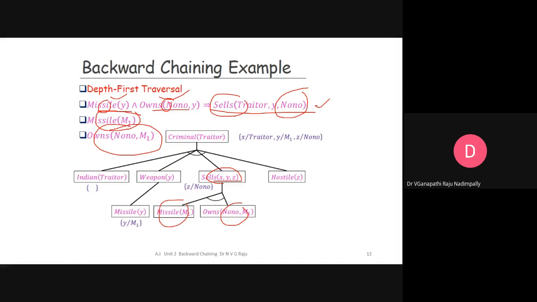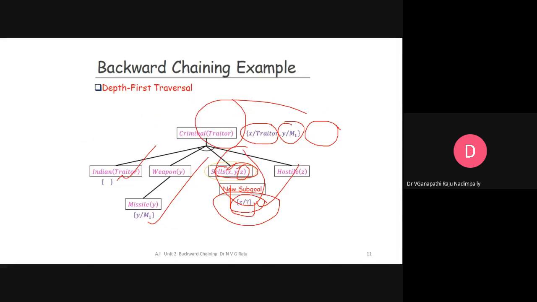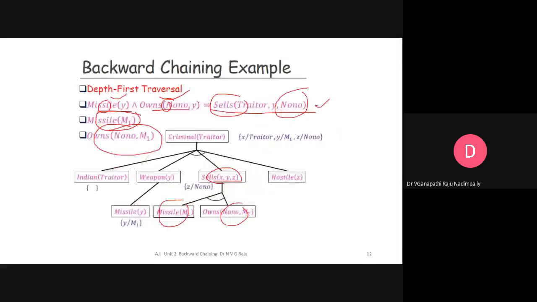Now anyway, in my previous example, I have stopped with the sells of x, y, z. Now from this statement sells, I can replace it with two other statements by removing the and symbol. If I remove the and symbol, I will get two other FOL statements. Can I have, instead of sells of traitor y, no, can I replace it with missile of y and owns of no, y, yes or no?